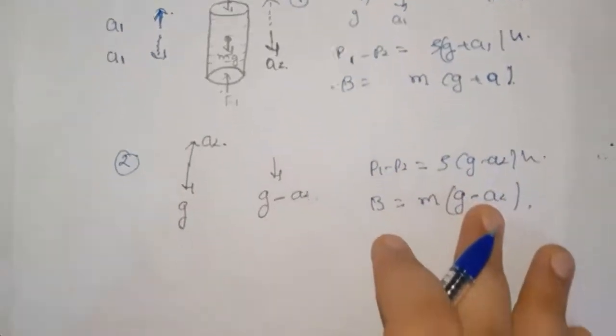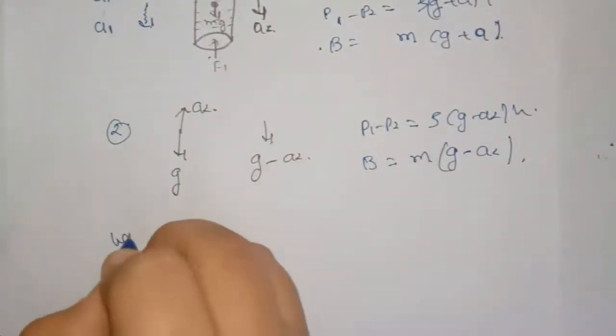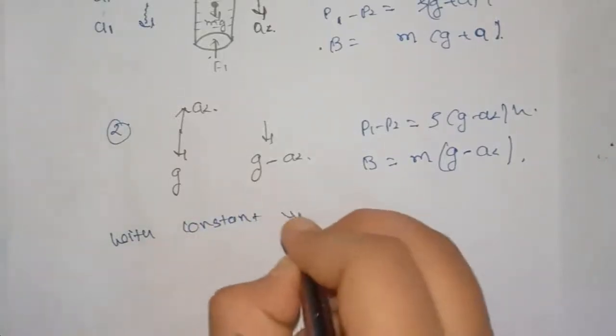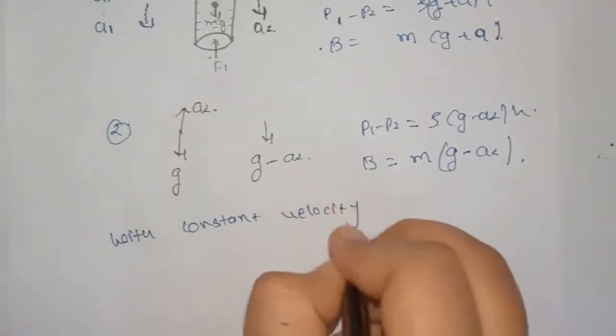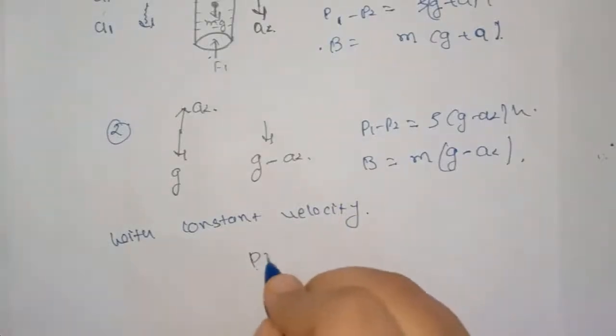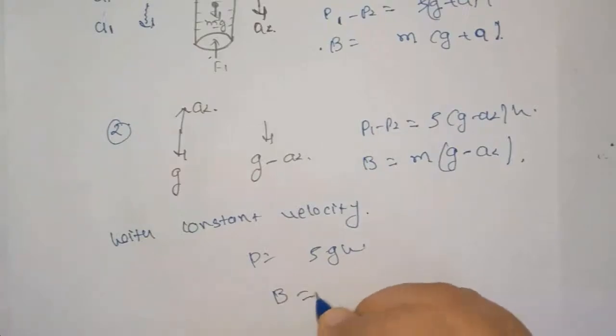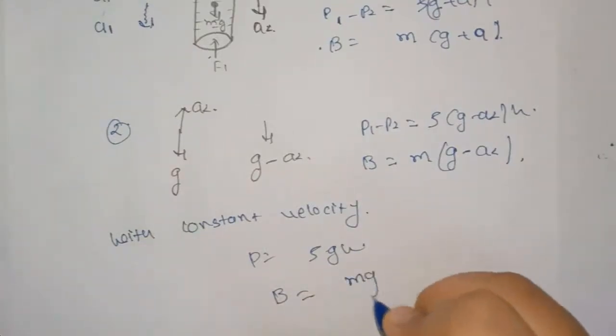If the whole container is moving with constant velocity, then pressure will be the same, rho g h, and buoyant force will also be the same, m g.